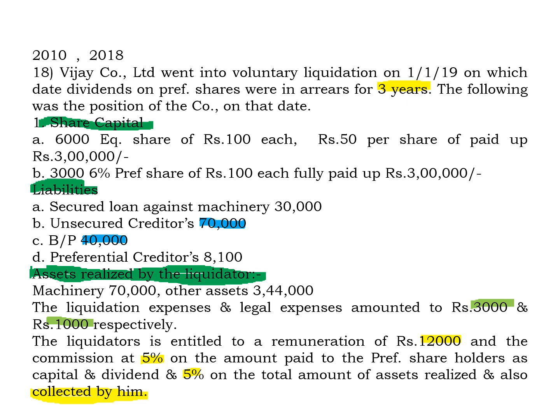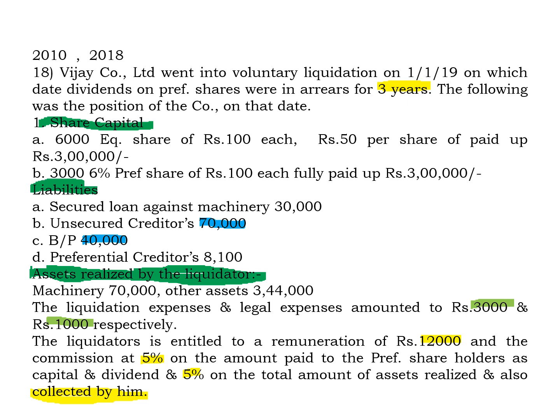So remuneration is calculated on parts. What are the parts of remuneration? Fixed 12,000. Number 2, 5% on whatever you pay to the preference shareholders. Third, remuneration on assets realized, 5%. Fourth, how much the liquidator collects, and 5% on that.